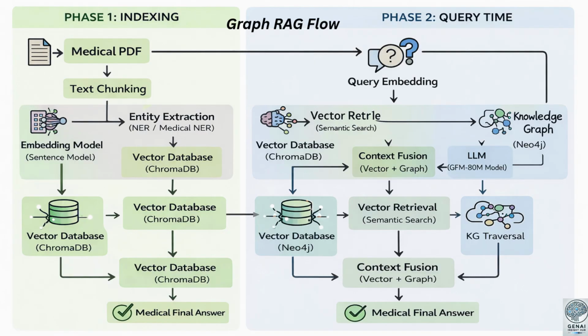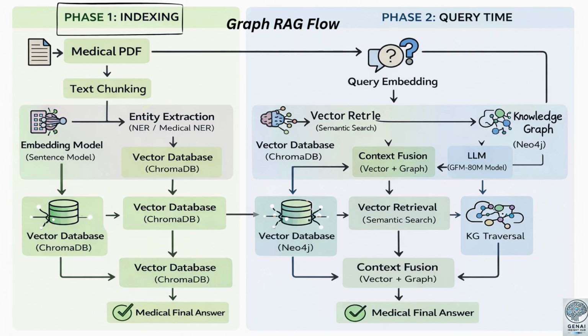Now we will see how graph RAG works step by step using this diagram. The system works in two major phases. Phase 1, indexing, and Phase 2, query time. In Phase 1, indexing, the system prepares all medical knowledge before any user asks a question.